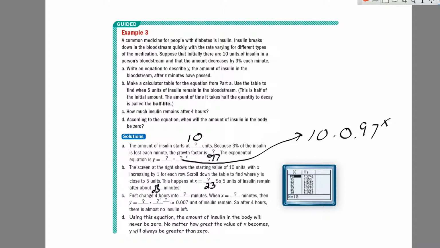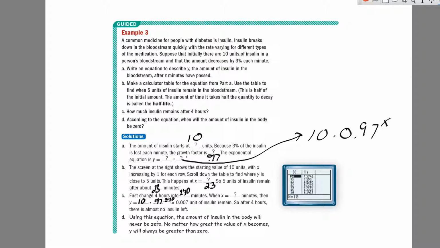So it's first change 4 hours into minutes. So 4 hours is 240 minutes. When x is equal to 240 minutes, then what does y equal? Well, this is still this expression, right? 10 times 0.97 raised to the 240th power. And the amount of insulin left is 0.007 units of insulin remain. So after 4 hours, there is almost no insulin left.